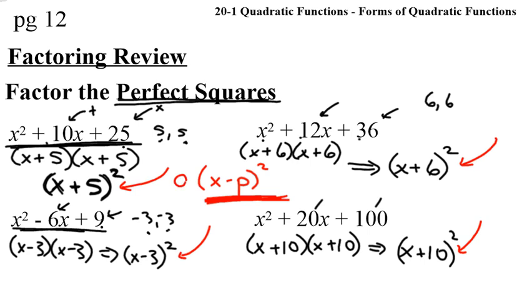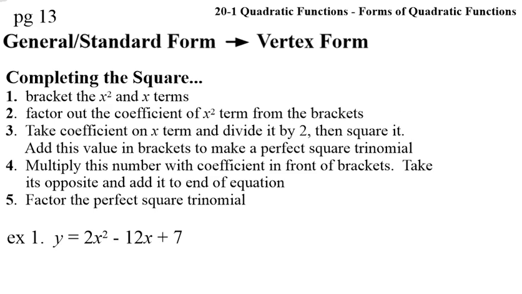We initially talked about getting that a by factoring out a coefficient. Now we're talking about, hey, we got an x minus p. These are processes that lead us to the vertex form. So let's take a look at page 13. 5 steps, and some of them have multiple steps in them.